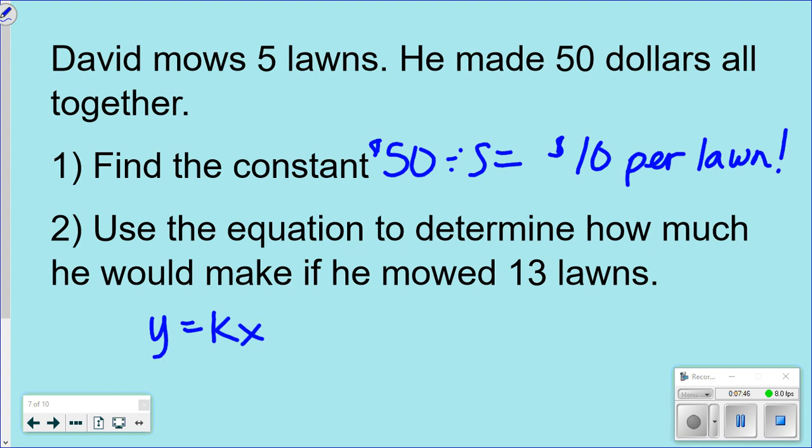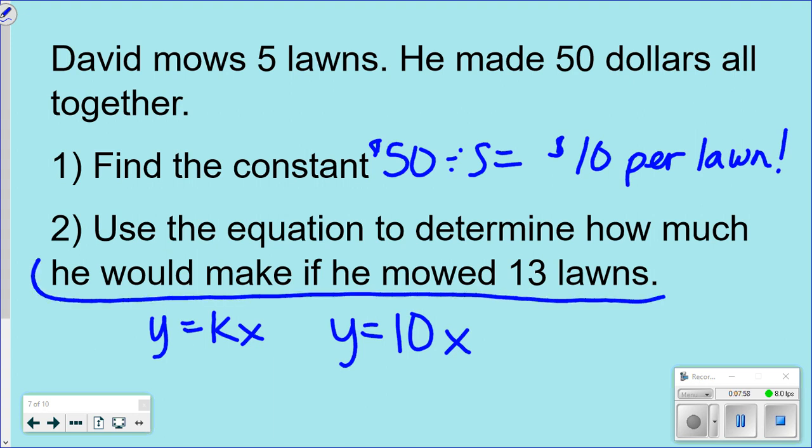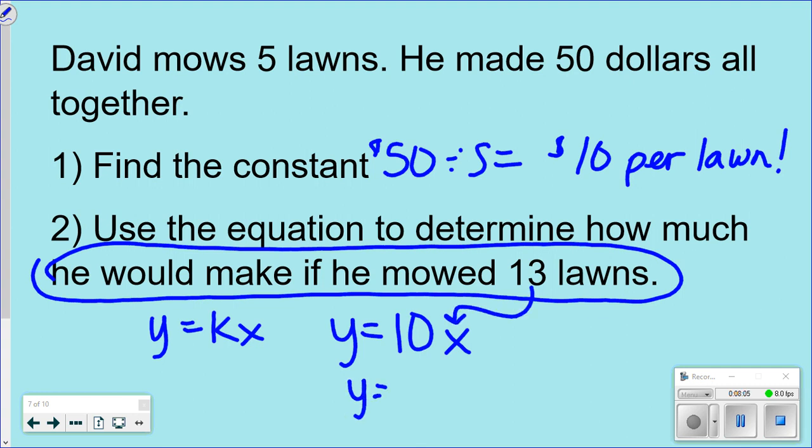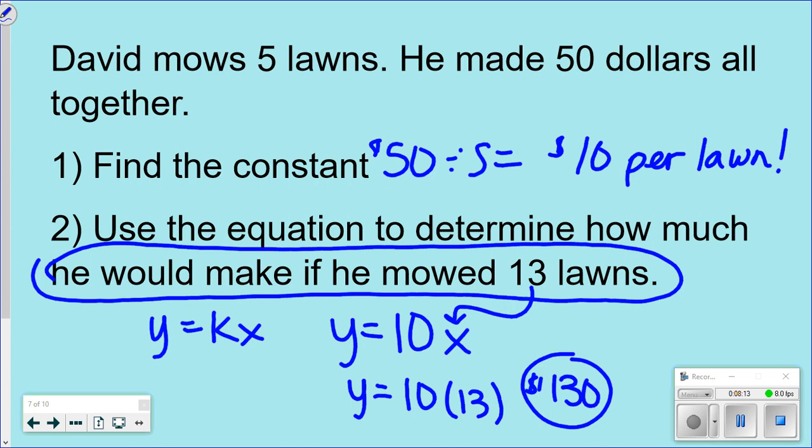Where's that 10 going to go in there? If he's consistently making $10 for every lawn, that's going to go in for k. Okay, there's our equation. Now, it says how much would he make if he mowed 13 lawns? Well, where am I going to put 13 into that equation? I'm going to drop 13 right in here. So now this is what it looks like. 10 times 13, he would make $130 if he mowed 13 lawns.